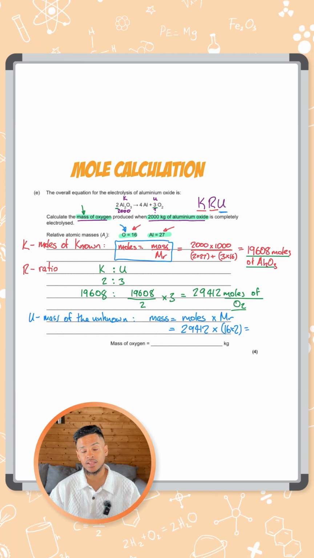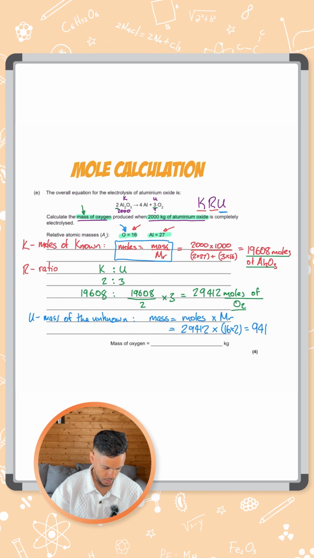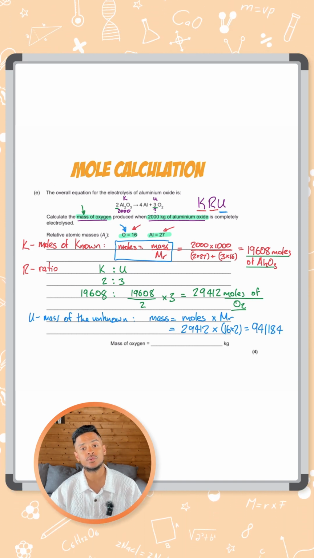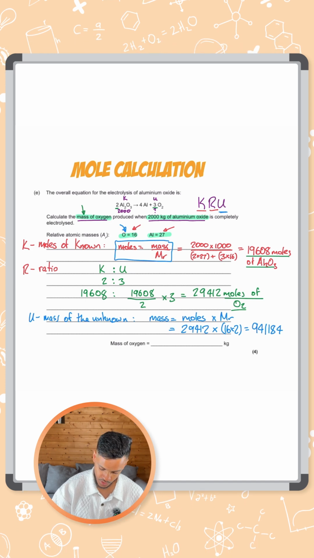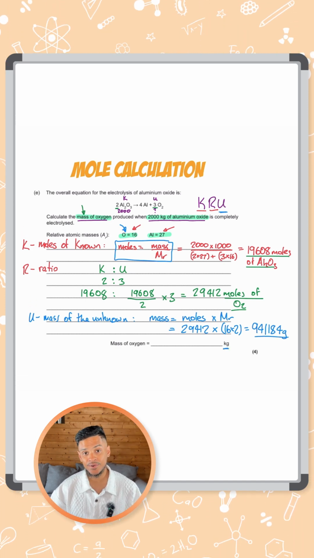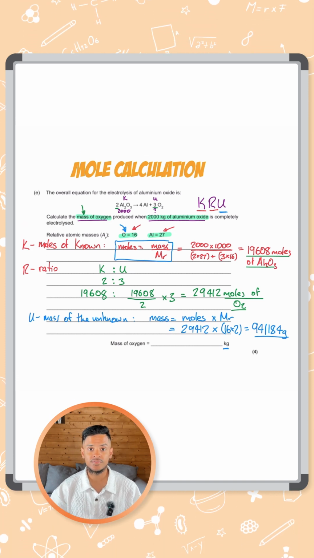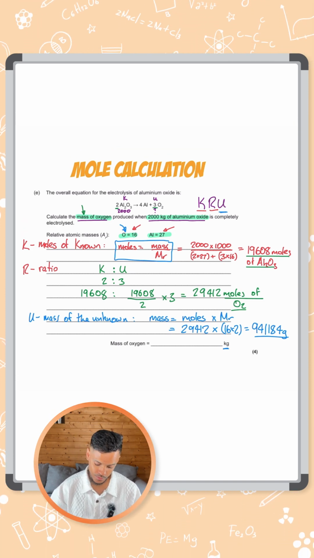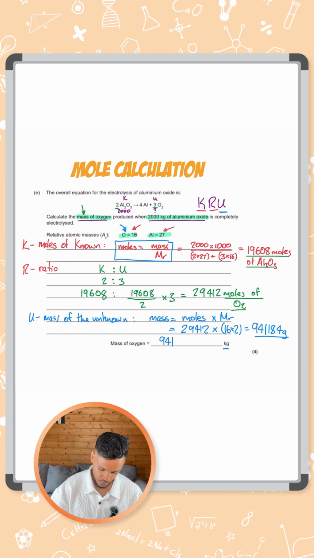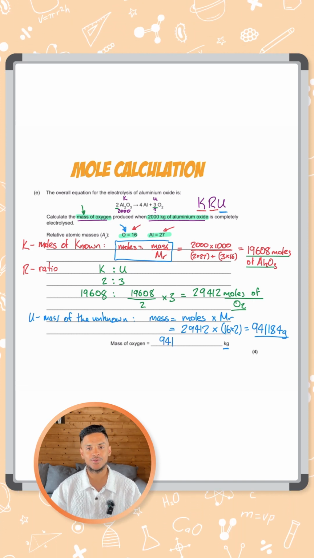Putting that into our calculator gives us a mass of 941,184 grams. But the question is asking us in kilograms. So to turn grams back into kilograms, what you need to do is divide that number by 1,000, and that will give us 941 kilograms to 3 significant figures. That's how you get 4 marks.